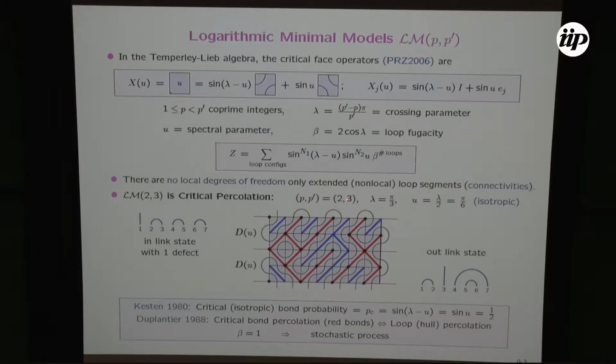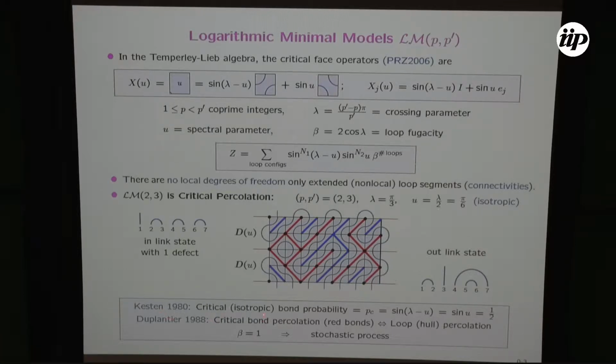For p prime equal to 2, p equal to 3, the crossing parameter is just pi on 3. The isotropic point is when u is equal to lambda on 2, which is pi on 6. On a strip, we need to specify boundary conditions on the left and the right. We specify a Hilbert space of states that we act on, and then we act diagrammatically on some in state to produce an out link state. The link states are connectivities, planar connectivities between the nodes at the top edge here. So here this is the in state, and this one is the out state. You see the defect has moved to this point here.